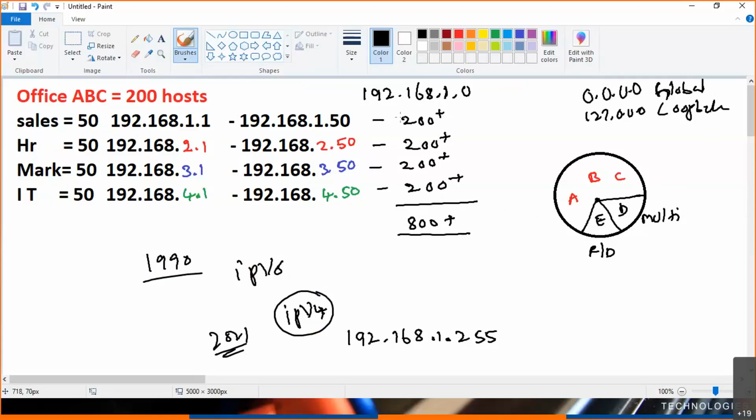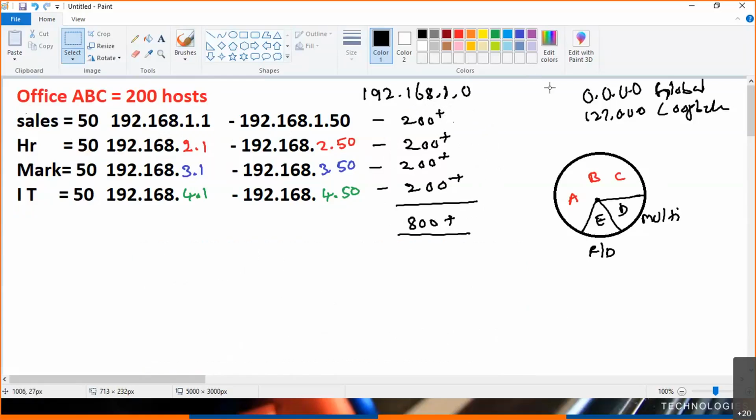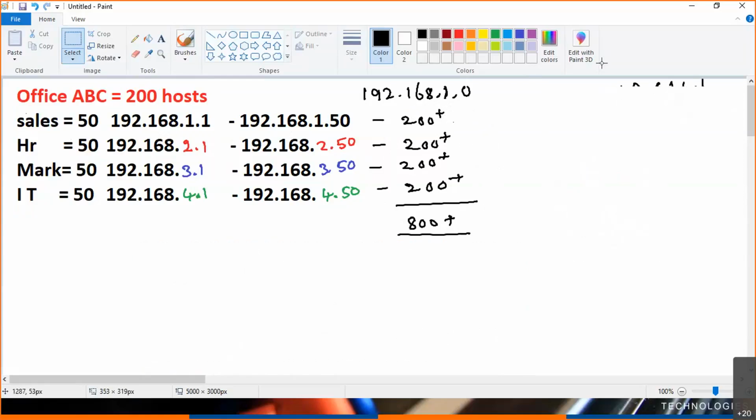For four departments, what is the requirement? The four departments should not communicate. For that, we have used different networks. If you use different networks, your requirement is satisfied. But what is the problem here? 800 plus IPs have been wasted. If we minimize or reduce this wastage of IP addresses, then we can survive with IPv4. So the main concept is how we can minimize the wastage of IP addresses.